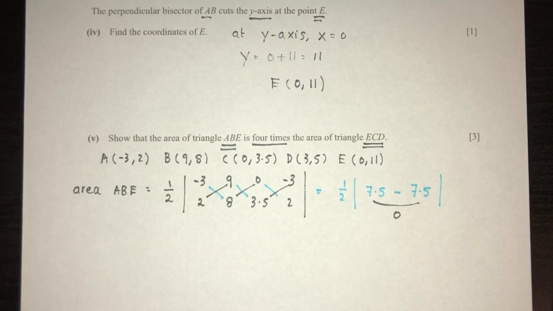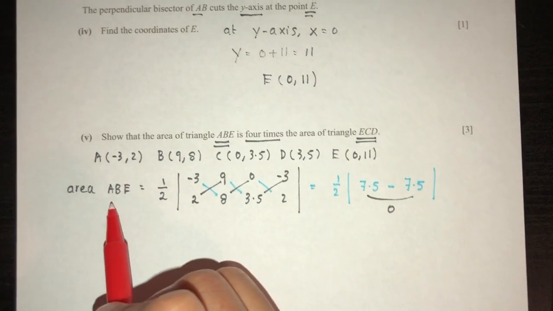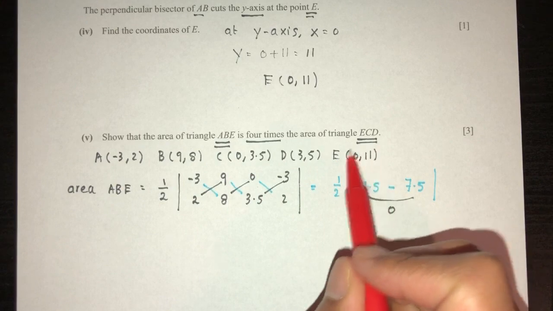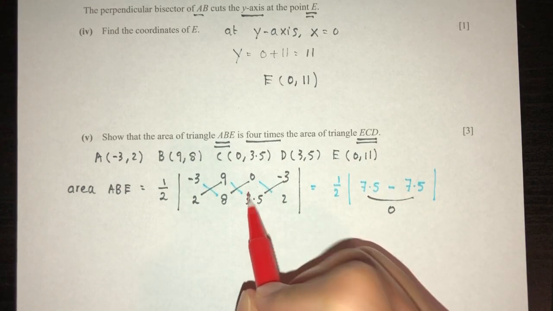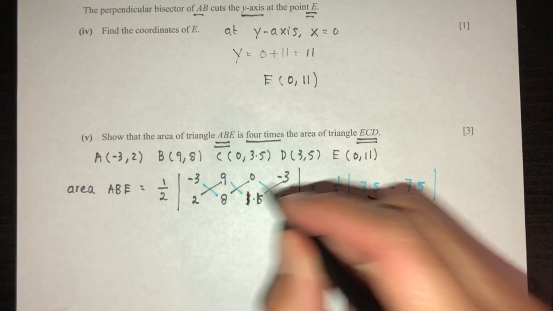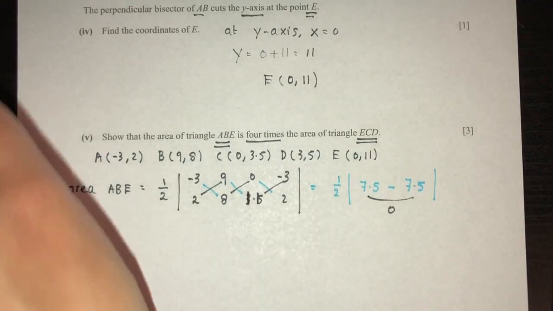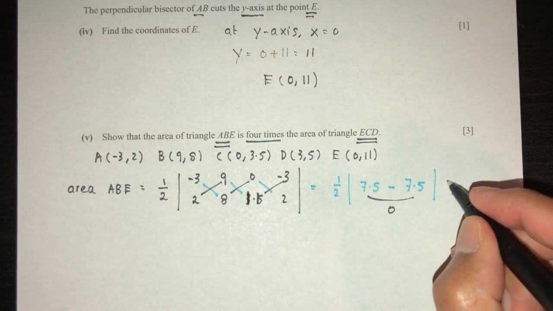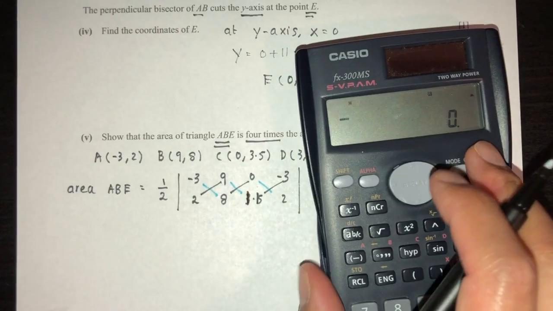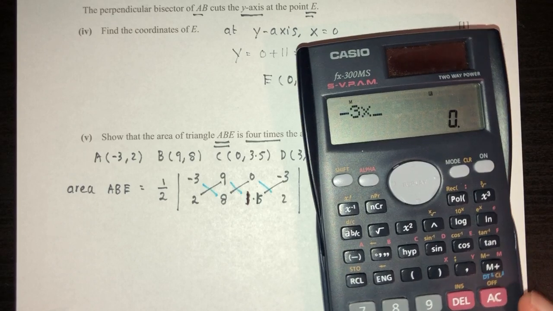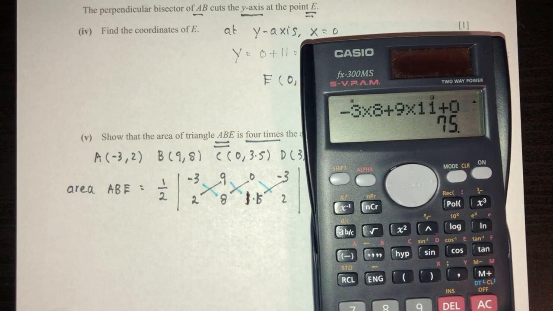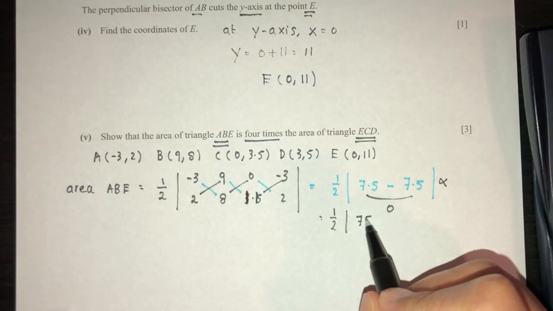You see, the mistake I made here was I was trying to find the area of ABE, but I used the point C. I have to use the point E, 0, 11. This will be 11. So not this one. That's why it was a mistake. So let's continue. That will be half. So minus 3 times 8 plus 9 times 11 plus 0. That will be 75. Okay.